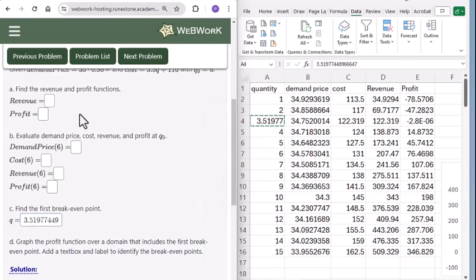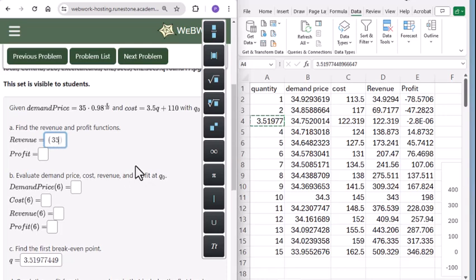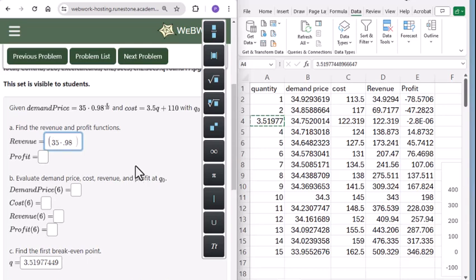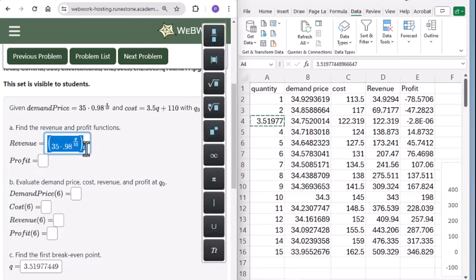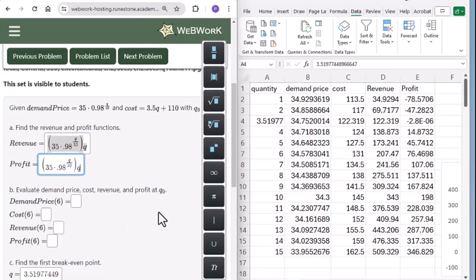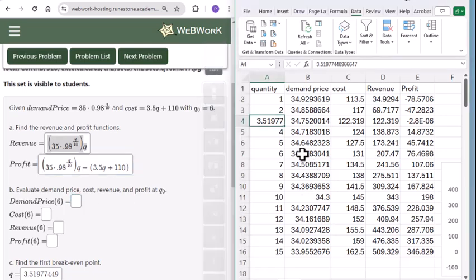I'm going to go back and fill in this. Price 35 times 0.98 raised to the Q over 10. Price times quantity is the revenue. Then for the profit, it's revenue. So I'll just copy and paste that. Take away cost 3.5 Q plus 110, except I need parentheses around all of the cost so that the negative will distribute. Okay, evaluate each of those at 6.